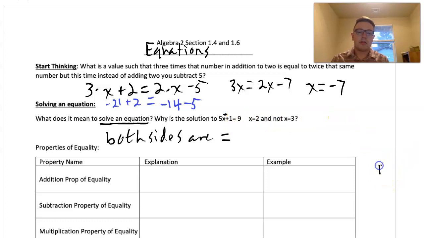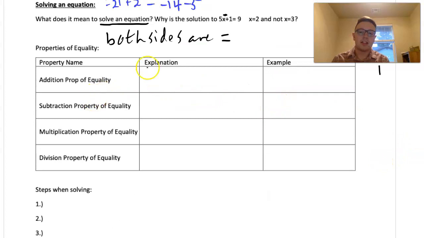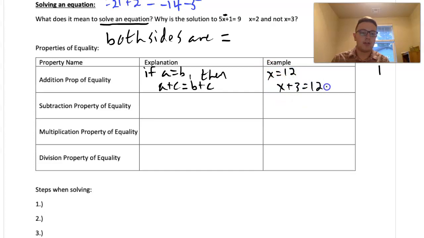Now we're going to cover some properties here. These are important properties because these are actually how we do algebra. First one, we have an addition property. So what this says is, if we have two numbers that we know are equal, so if a is equal to b, then if we add a third number, so a plus c is going to be the same as b plus c. So if we add a third number to both sides, it'll stay equal. So an example, if x is equal to 12, then x plus 3 will be the same thing as 12 plus 3.